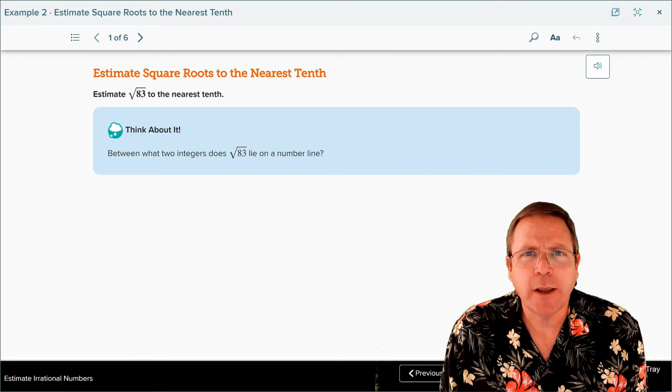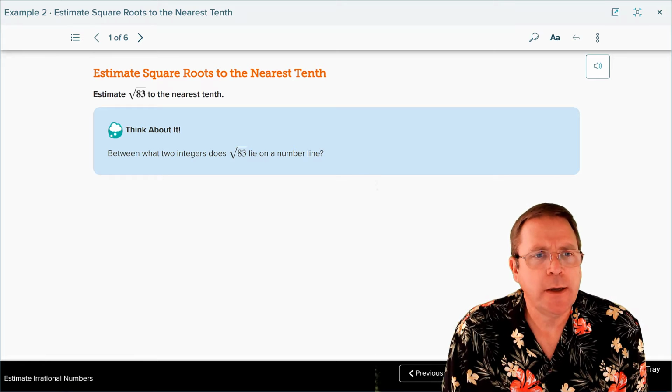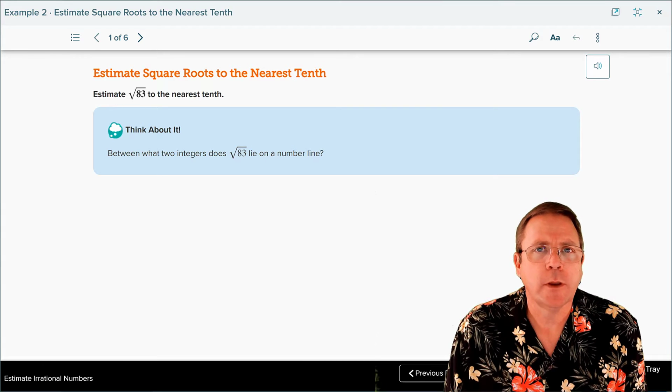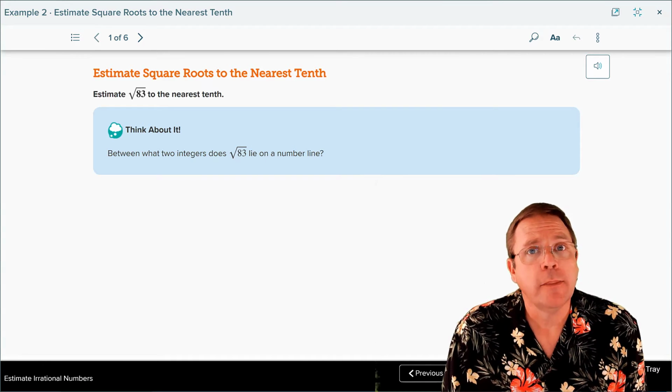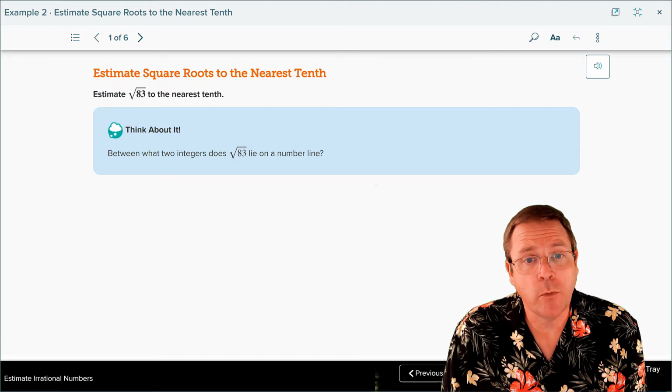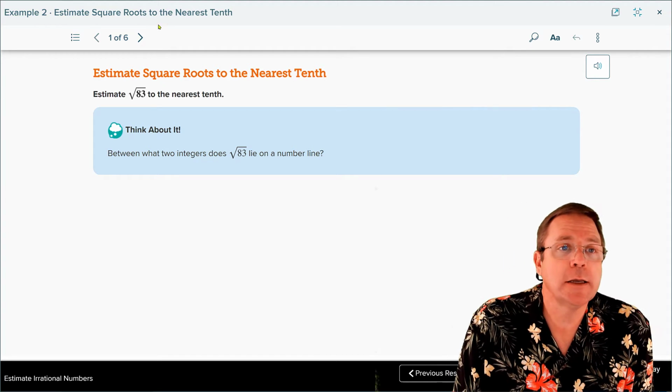Now we're going to step our game up a little bit. We're going to estimate the square root of 83 to the nearest tenth. That's going to require a fair bit more work on our part. So let's get into this.